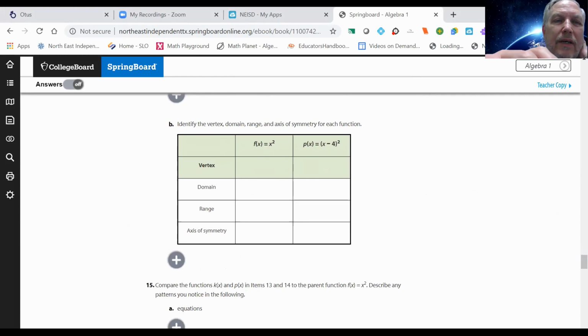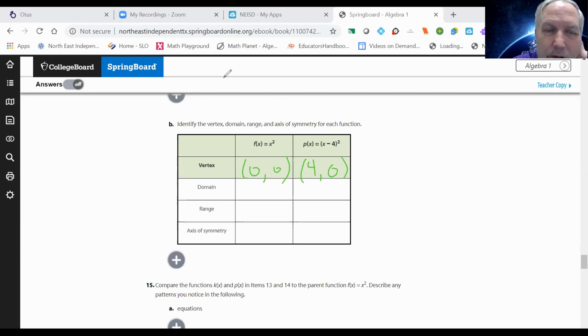All right, so we can look at the different things they're asking for here. The vertex for the first one, of course, was 0, 0. And the vertex for the second one, after the translation, was at 0, 4. I'm sorry, I'm wrong here. At 4, 0.